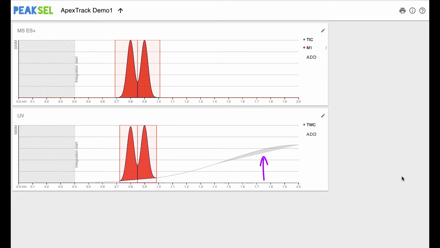Oftentimes, the baseline drift is a result of gradient elution, and therefore it manifests itself as a straight line. But when it's curved, and we don't want to consider this a peak, we will have such artifacts. And the only way to fix this is by manual baseline correction.